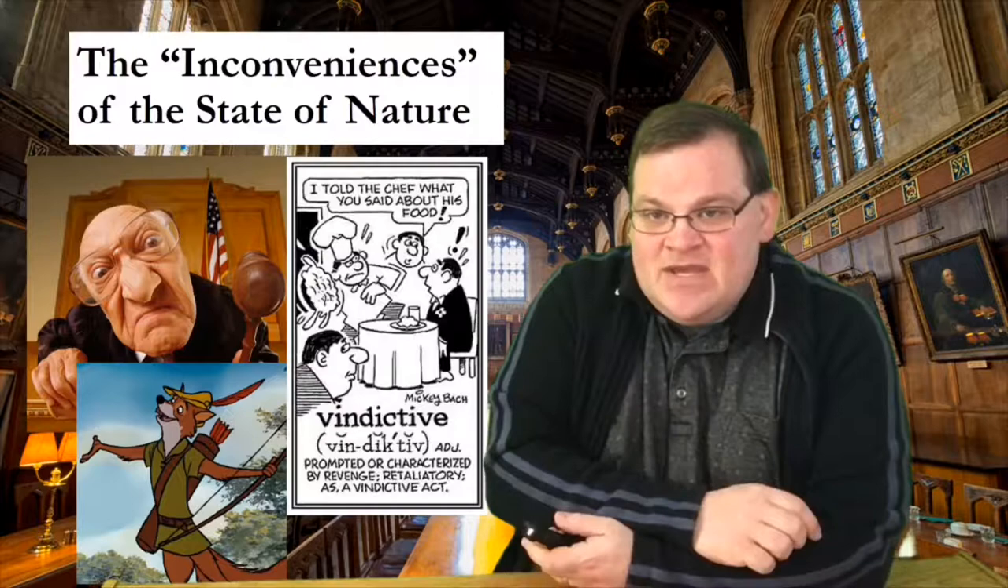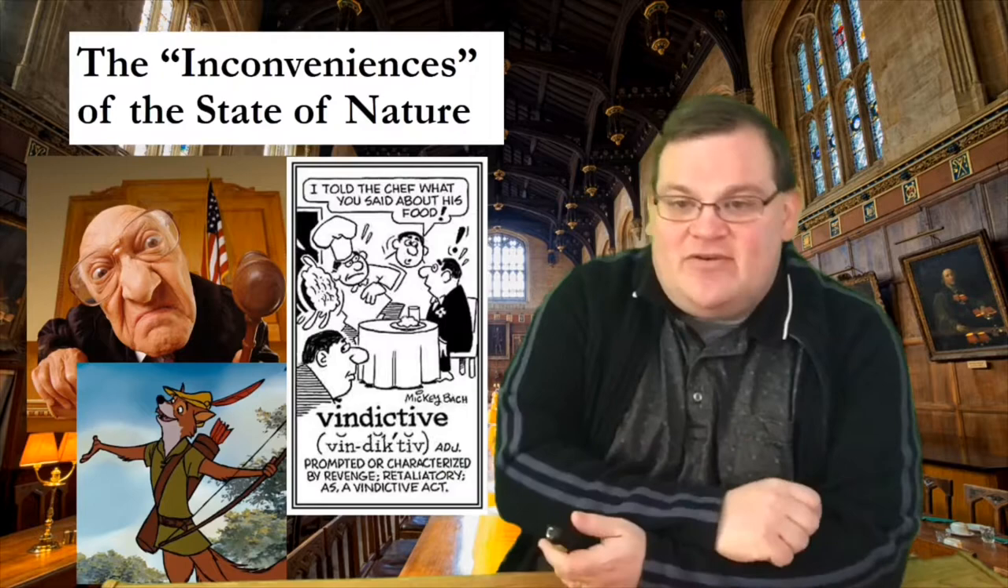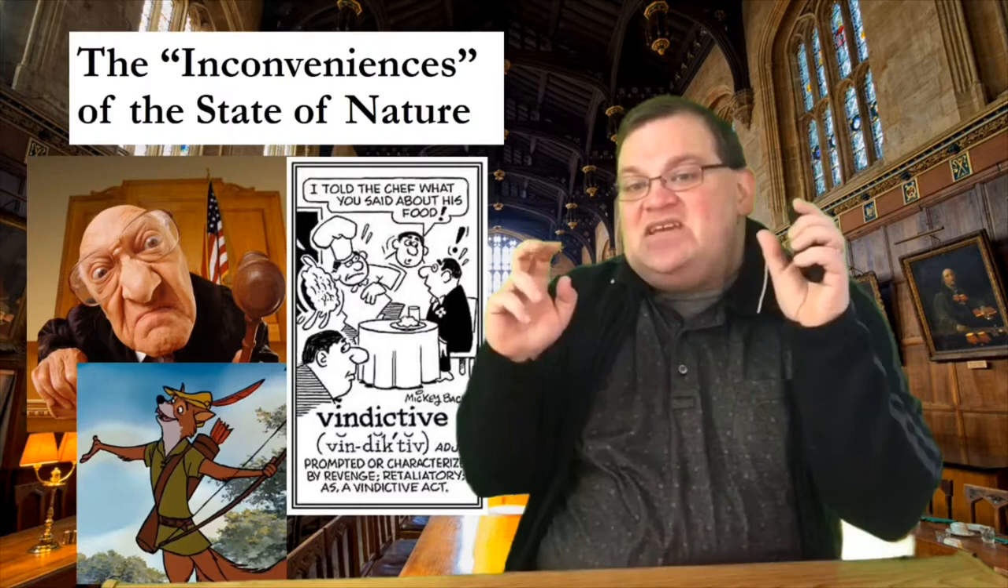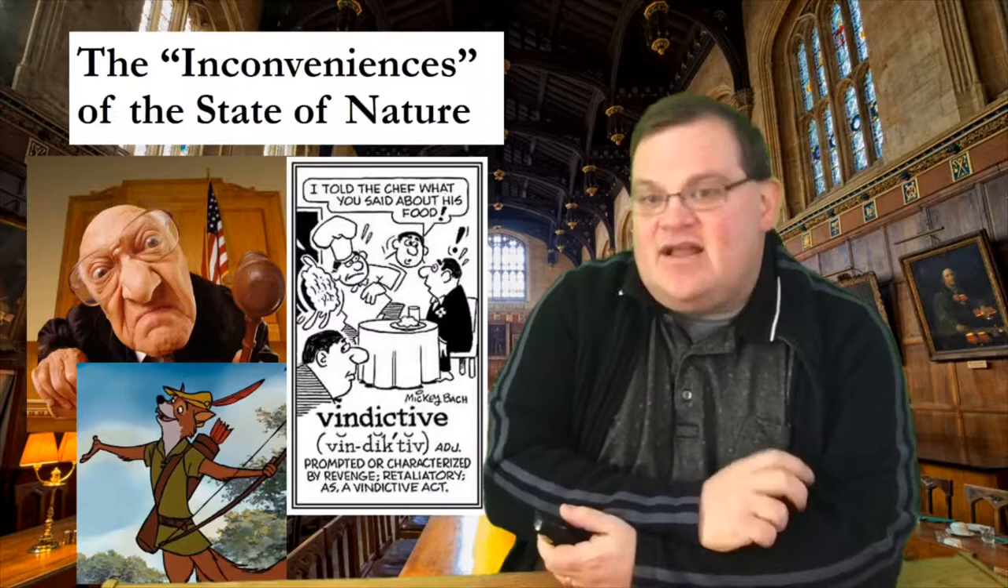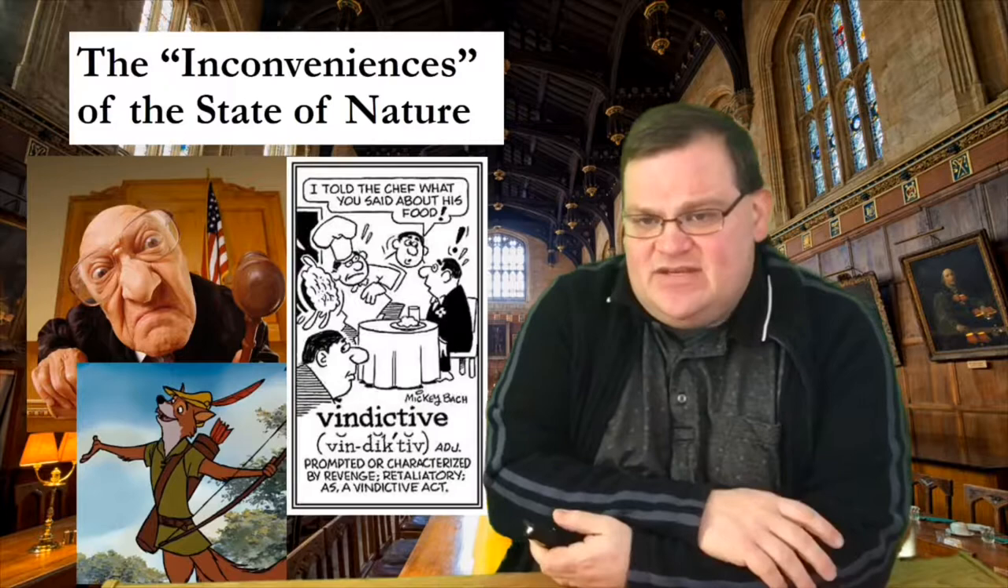So he recognizes that we will probably make judgments that are in our own favor rather than in the favor of everybody else. And this isn't actually ideal. This is one of the inconveniences of the state of nature, says Locke. Think about that as opposed to Hobbes. I mean, Hobbes had everybody killing each other and chopping off each other's heads and taking property, whereas Locke's state of nature is just inconvenient in some ways. So that's one of the inconveniences of nature.